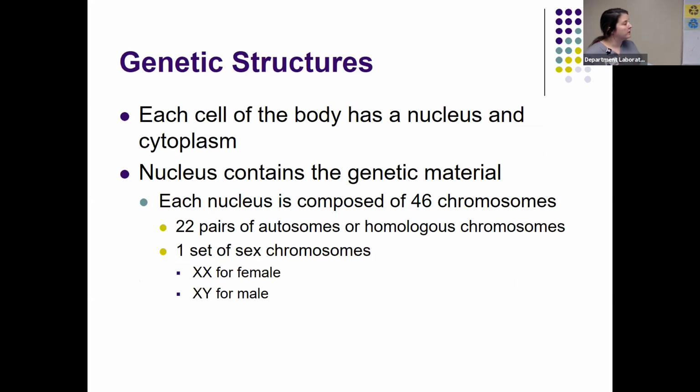All right, and we all know this basic cell biology. Each cell of the body has a nucleus. Inside that nucleus, that's where your genetic material is. We're looking at the chromosomes, the specific gene. So, you know, each person has 23 autosomal chromosomes and then one set of sex chromosomes.